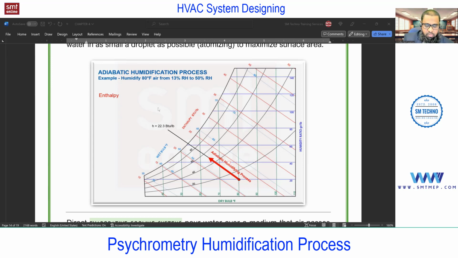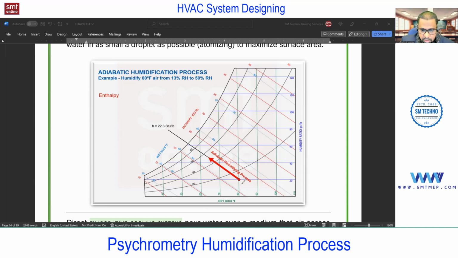So adiabatic refers to what? Energy. Yeah, constant enthalpy. It means no exchange of heat. We are not adding or removing heat, but we are increasing the moisture. That is nothing but the adiabatic humidification process. So this can be done.